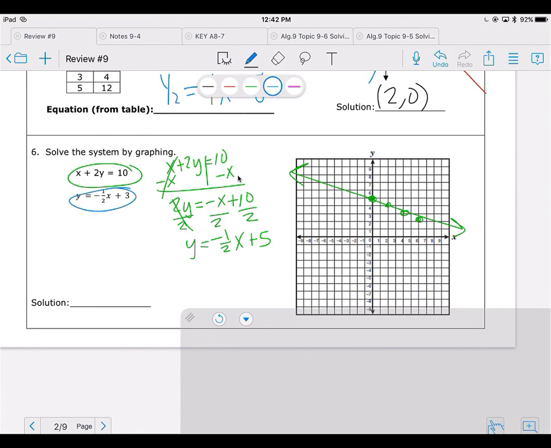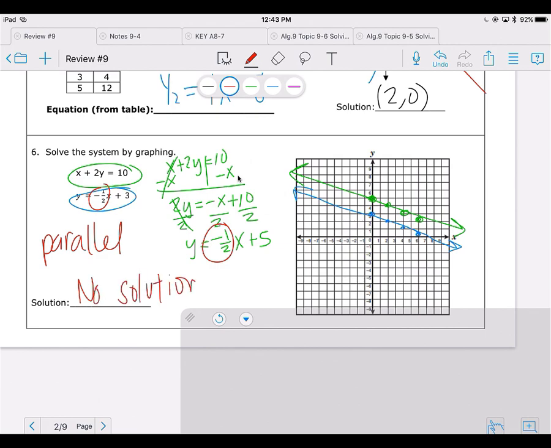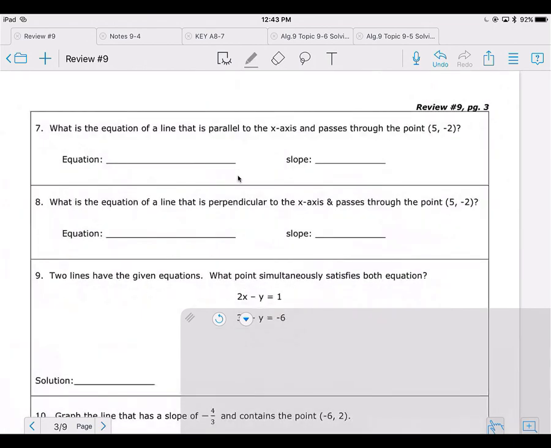The second equation is already solved for us, so I start up at 3. I go down 1, right 2, down 1, right 2, down 1, right 2, and graph this line. As we can see from the graphs, these lines are parallel. They have the exact same slope but different y-intercepts, so they're not the same line, they're parallel lines. So this means there is no solution. There is not one single point on that entire graph where these two lines will cross, ever.